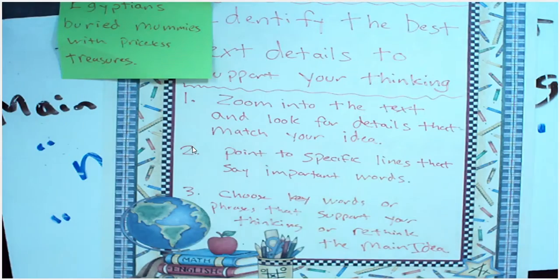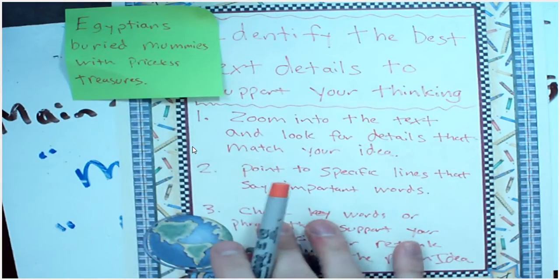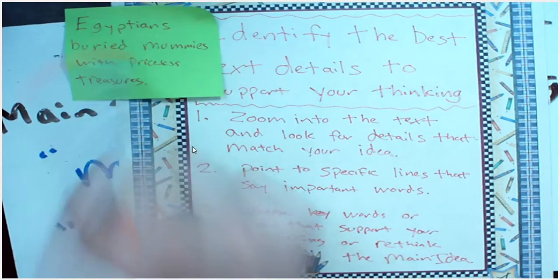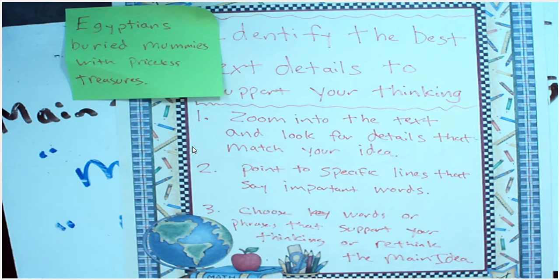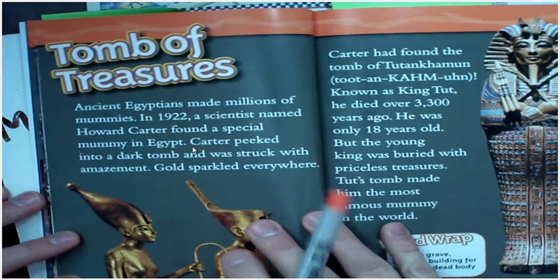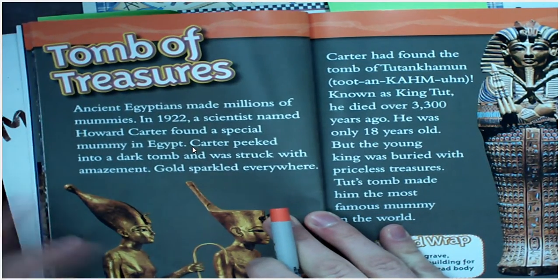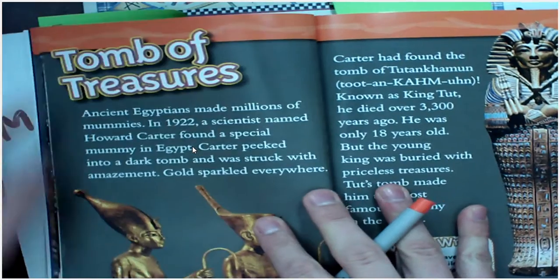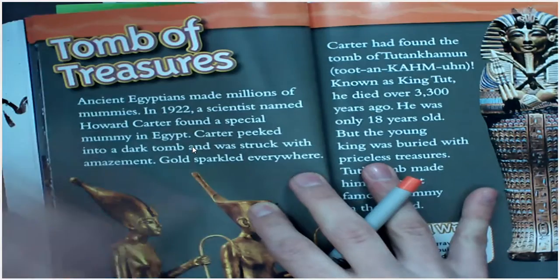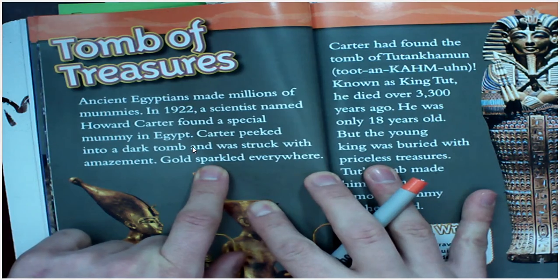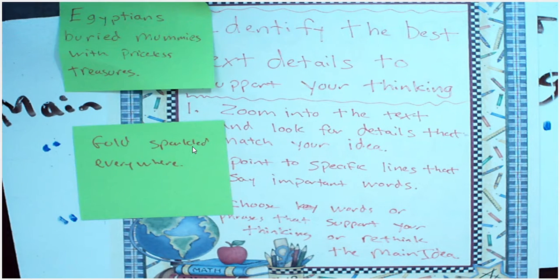So looking at both segments that I chunked in my mind, I'm thinking, did any of this go with my main idea, Egyptians buried mummies with priceless treasures, after we thought about the text and looked at the photographs and the subtitles? So let's look at some specific lines that may say some of those important words. Well, when I look here on this first paragraph, if we're thinking about priceless treasures, when he opened the tomb, gold sparkled everywhere. Gold sparkled everywhere. That really supports, for me, that main idea, does it not?